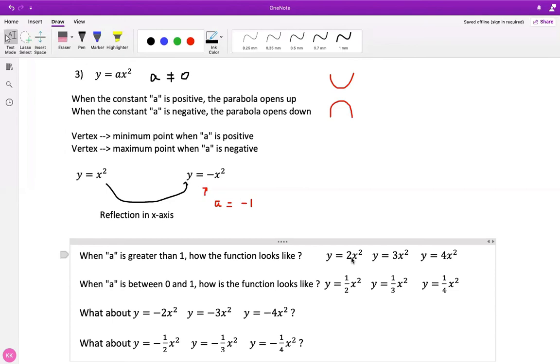Next I want to know what the function looks like when the constant is greater than 1. I'm setting a equal to 2, 3 and 4, so I want to see the patterns of change when I plug in these values. I also want to see what happens when a is between 0 and 1, such as 1 over 2, 1 over 3 and 1 over 4. And if I reflect these functions in the x-axis, you will get these functions as well.